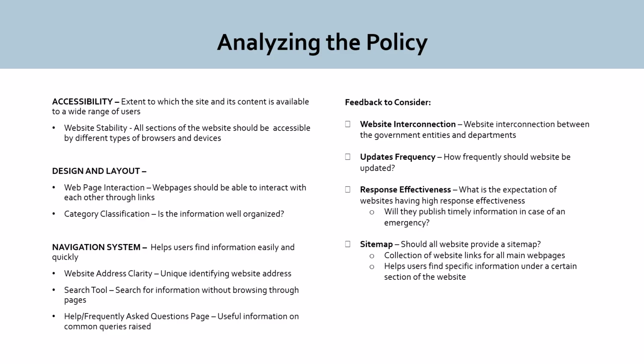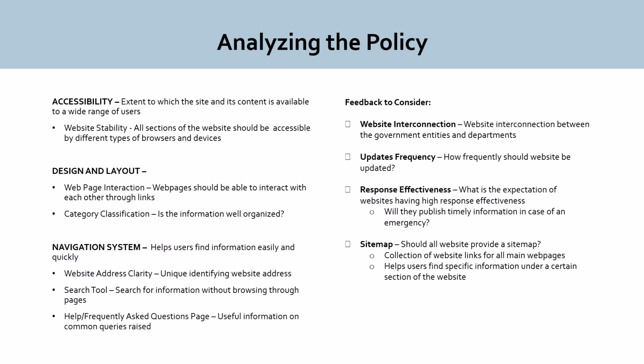Okay, so now let's analyze the policy based on the content that we learned in class. First, accessibility is the extent to which the site and its content are available to a wide range of users. We can see through the policy that they address website stability, where all sections of the website should be accessible by different types of browsers and devices.